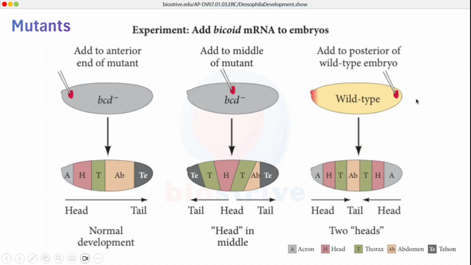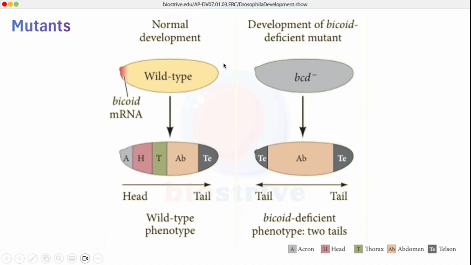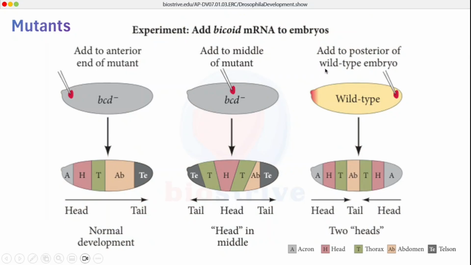But in the absence of Bicoid, this acron is behaving like telson and giving us abdominal segments. But if we add the Bicoid to the posterior end, acron will behave like acron and will give the anterior structures like head and thorax. There is a two head phenotype we will be getting. What we will get is head on both sides, then we have thorax, then we have abdomen, and if tail is present we have tail. So we have a two head phenotype.